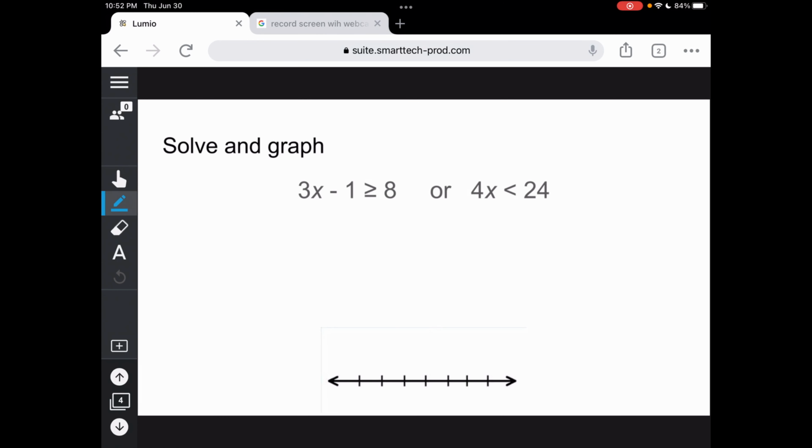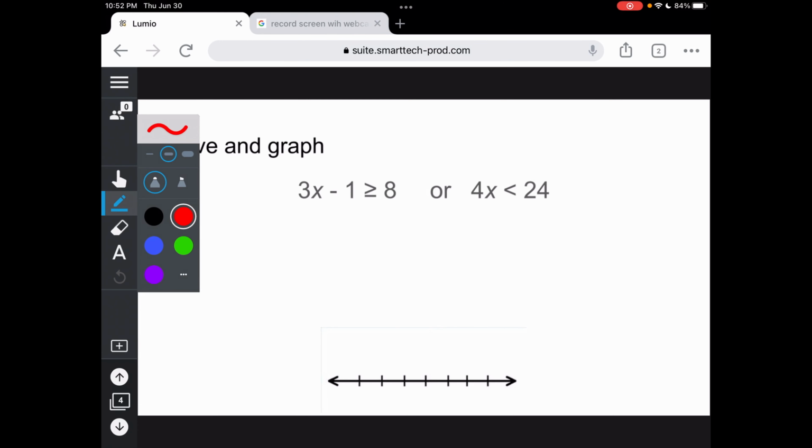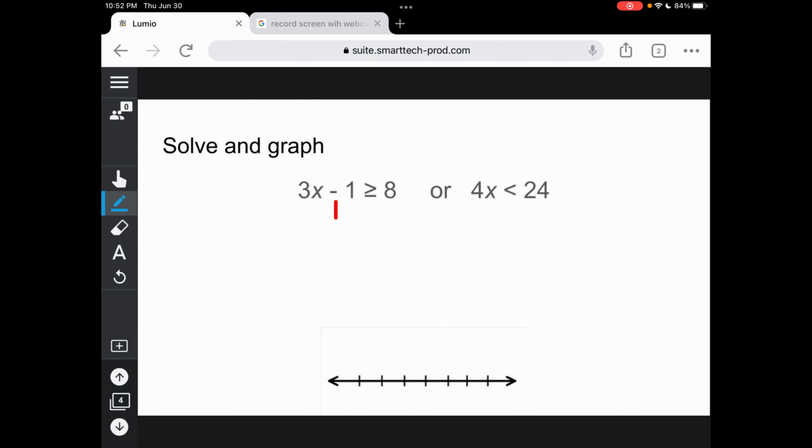Alright, let's do it again, I guess. Red, we've got 3x minus 1. So let's get rid of the guy floating around first. Let's add 1 to both sides, cross out. 3x is greater than or equal to 9.